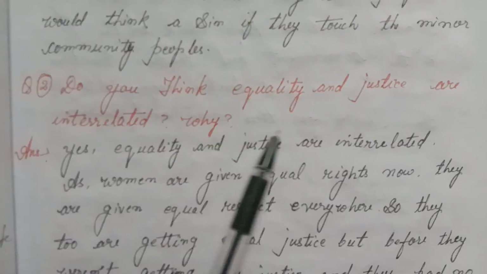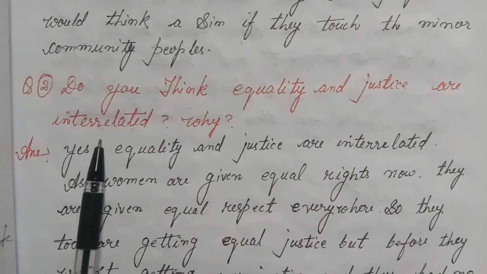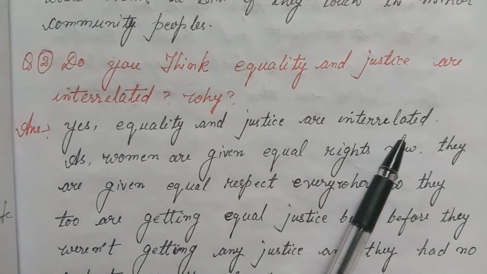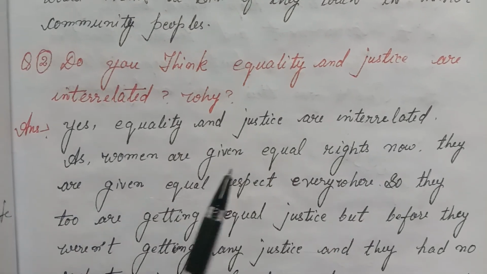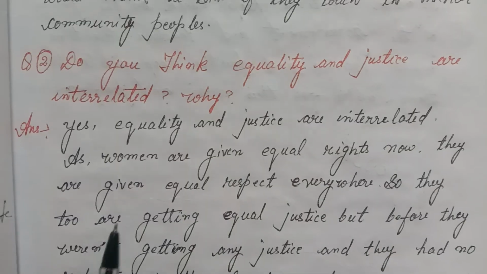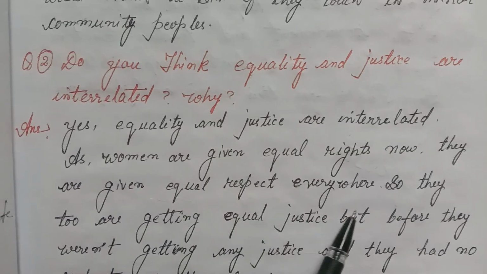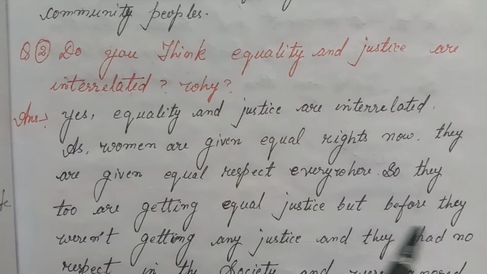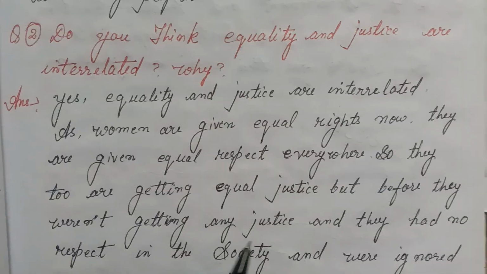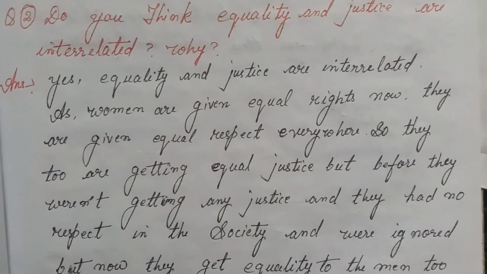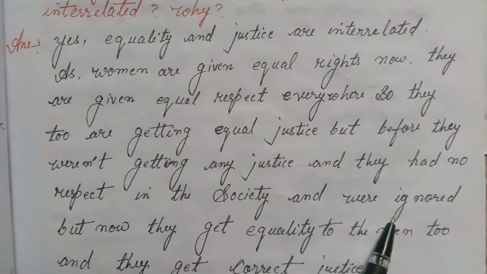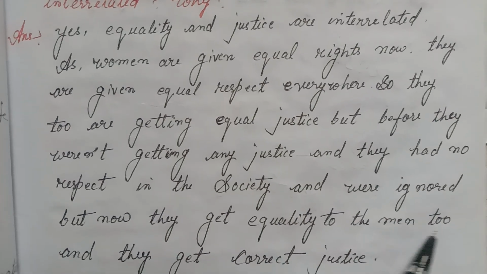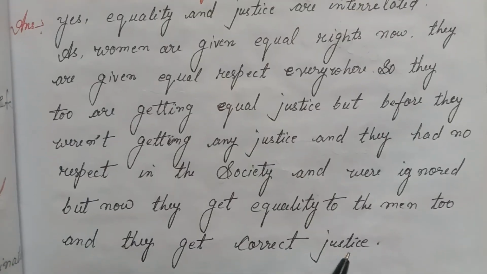2. Do you think equality and justice are interrelated? Why? Answer: yes, equality and justice are interrelated. As women are given equal rights now, they are given equal respect everywhere, so they too are getting equal justice. But before they weren't getting any justice and they had no respect in society and were ignored. But now they get equality with the men too and they get correct justice.